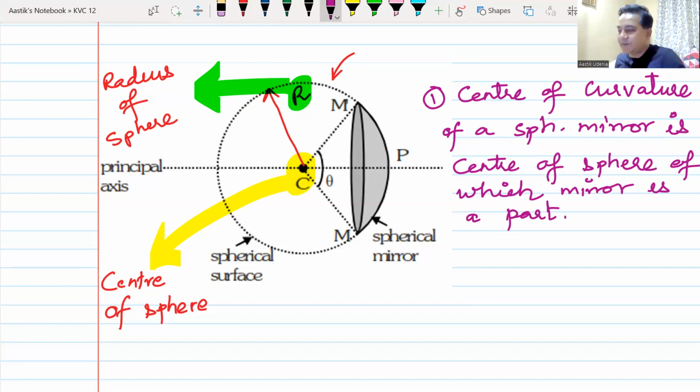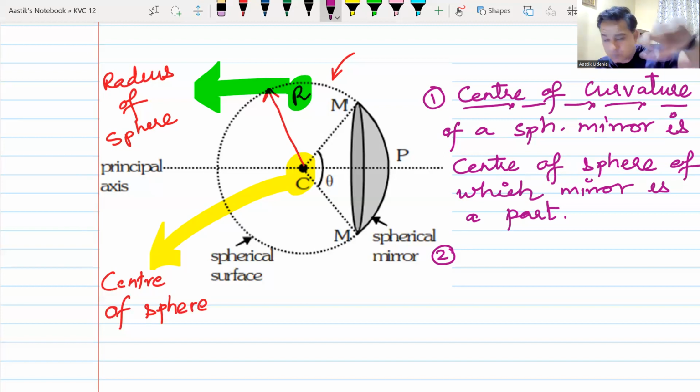Now you may write this definition in English, Hindi, Tamil or Telugu, it doesn't matter, because you just need to understand this. Once you write the definition of the center of curvature, you will write the definition of radius of curvature. The radius of curvature of a spherical mirror is, instead of center, you just write radius of the sphere of which the mirror is a part. Do we understand this? Yes or no?